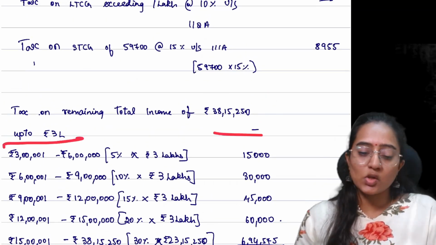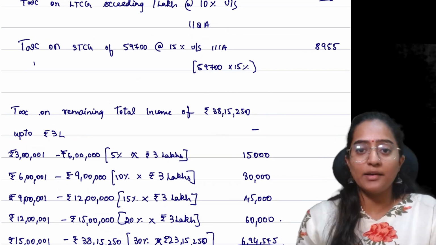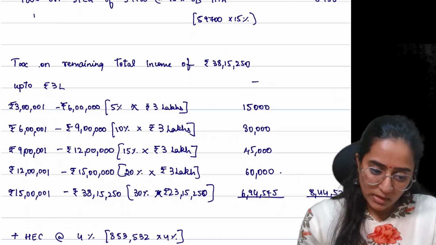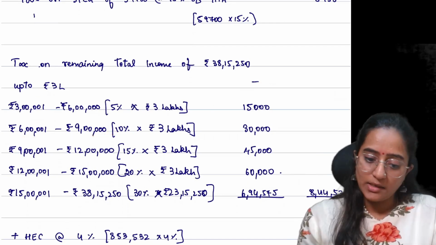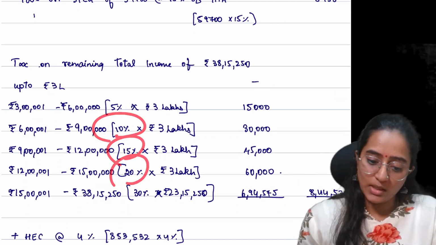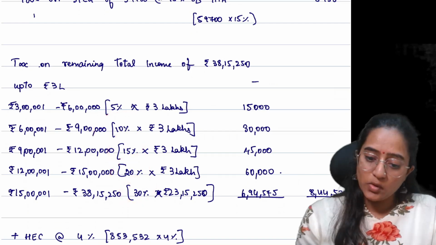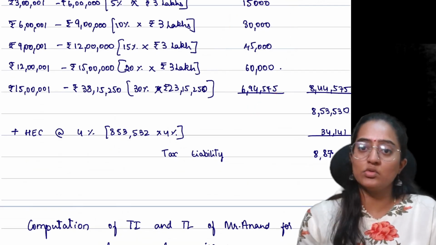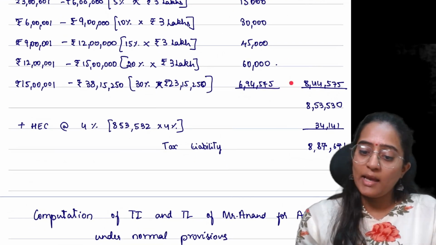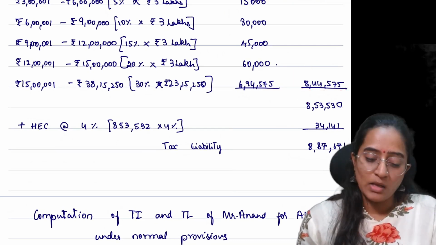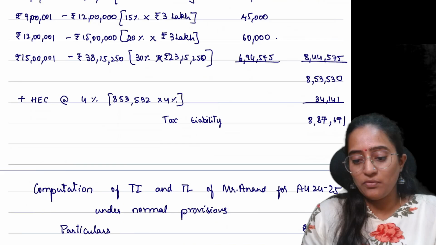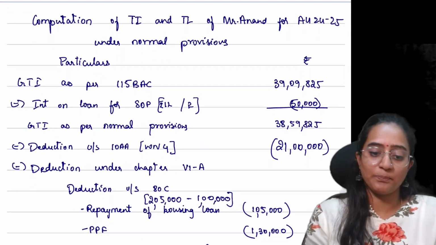Out of this, you exclude 3 lakh as per 115BAC: up to 3 lakh it is nil, 3 lakh to 6 lakh it is 5%, then 10%, 15%, 20%. On the remaining amount it is going to be 30%. You will do the tax liability. I hope all of you already know how to do the tax liability; I'm assuming the same. And you have got the tax liability amount. Then HEC at the rate of 4% you have added, and you have got the tax liability of 8,87,670.